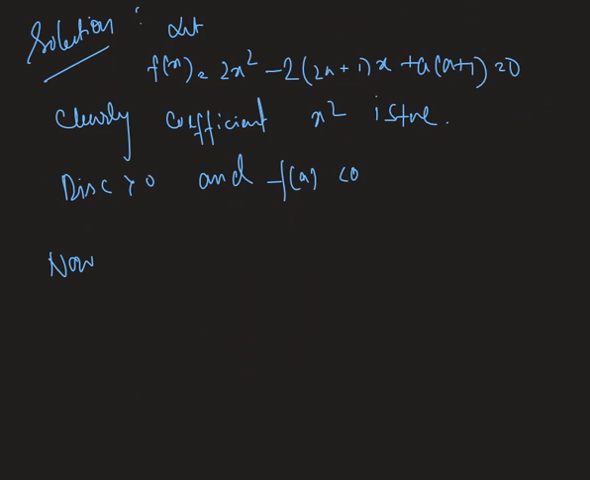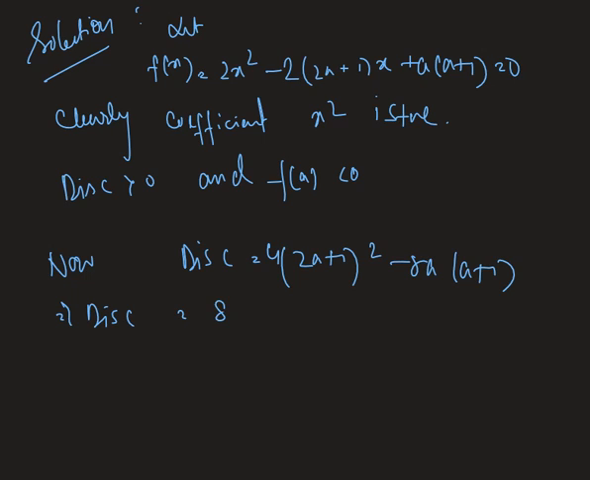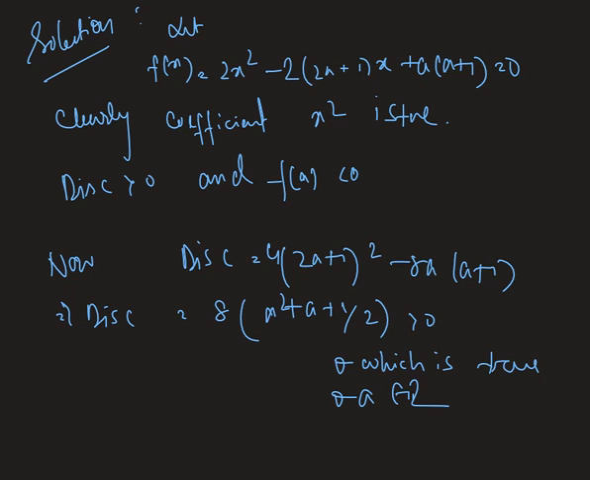Now, the discriminant for this equation is 4(2a plus 1) squared minus 8a(a plus 1), and after solving this we get 8 times (a squared plus a plus half), which is greater than 0, which is true for all a belonging to R.